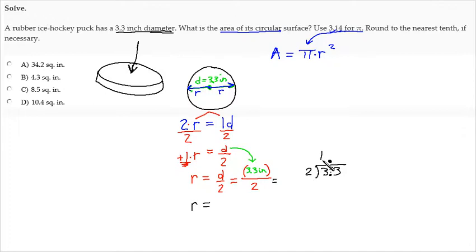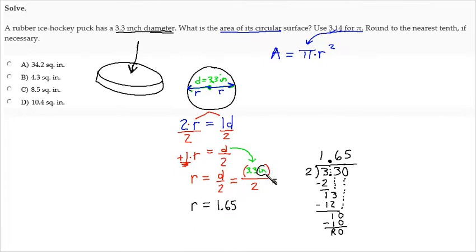2 divides into 3 once. 1 times 2 is 2. Subtract. We get a 1. Bring down the 3. 2 divides into 13. 6 times 2 is 12. 7 times 2 is 14. So it must be 6. We need to drop back down to a number that is less than 13. 3 minus 2 is 1. We might put in a 0 and bring it on down, because if we did that, 2 divides into 10 5 times, and that's a nice way to end this long division, on a remainder of 0. So the radius of this hockey puck is 1.65.